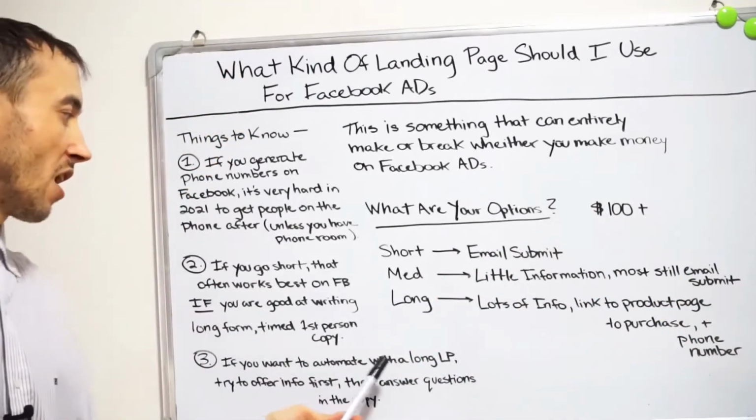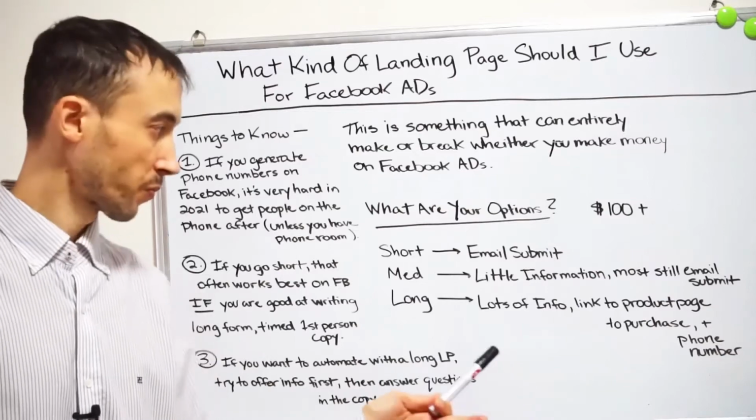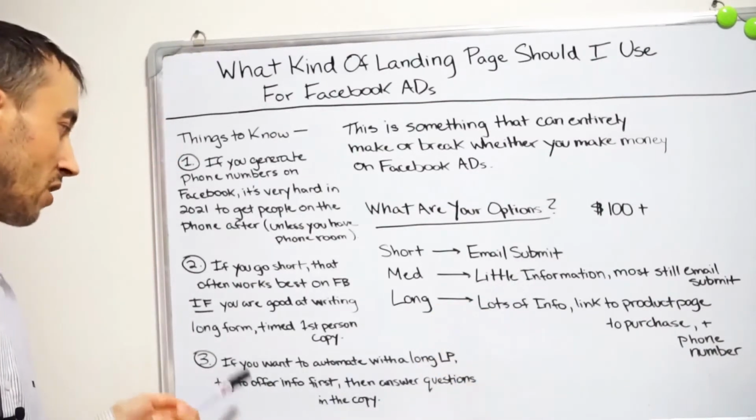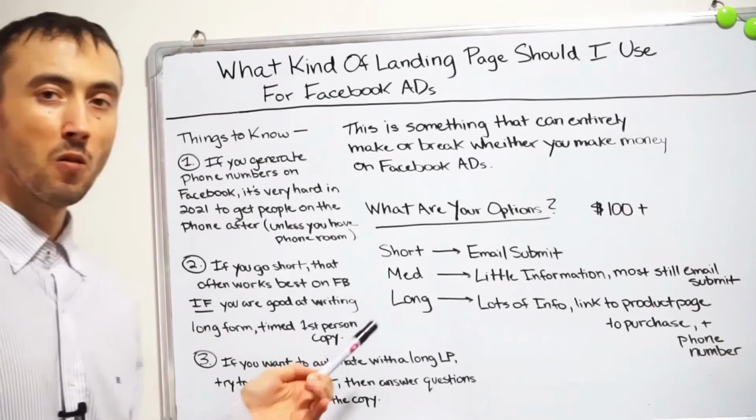So if you want to automate with a long page and you don't want to do all this phone room crap anymore, then you try to offer info.